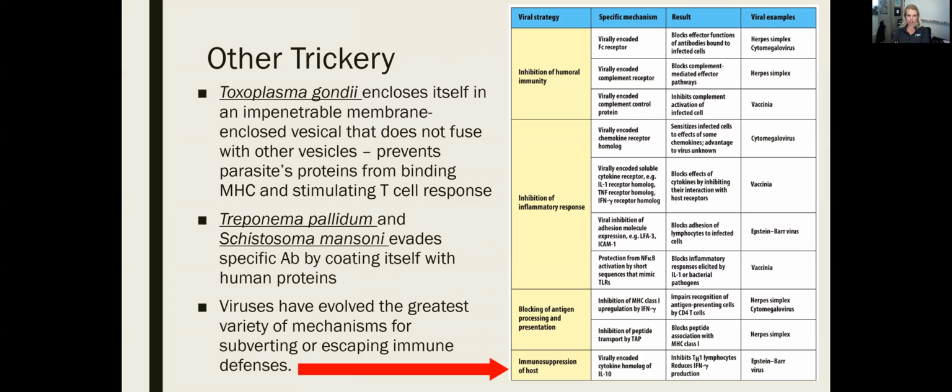Treponema pallidum and Schistosoma mansoni are going to evade antibody by taking human proteins and making a cloak, an invisibility cloak essentially, of human proteins, making them look like self. And so that will not stimulate antibody production or T cell responses. So there are a whole bunch of different ways that pathogens have co-evolved with humans to try to escape immune system mechanisms.